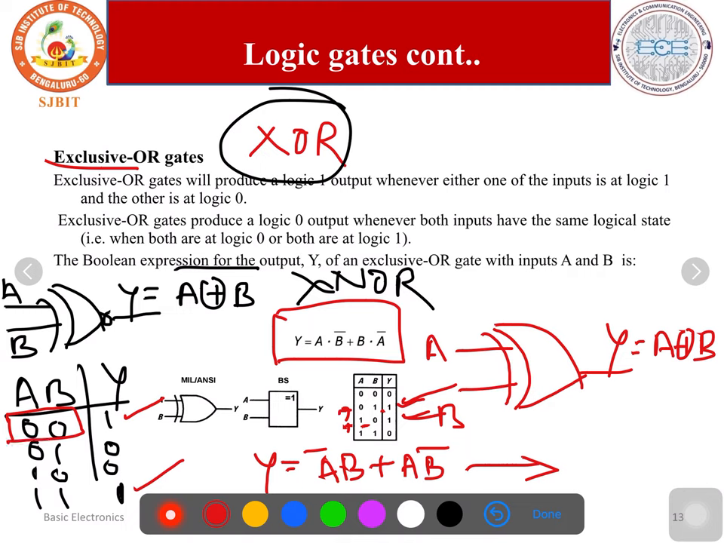So what can you write here? A bar, B bar, because both are 0, 0. Or one more condition is this. Both are high, so we can write it as AB. So AB plus A bar B bar is the Boolean expression for the exclusive NOR gate.